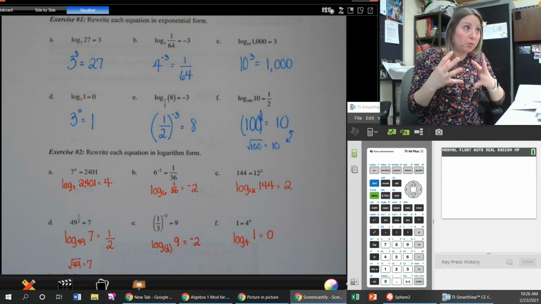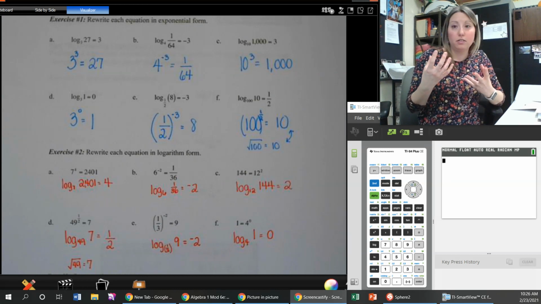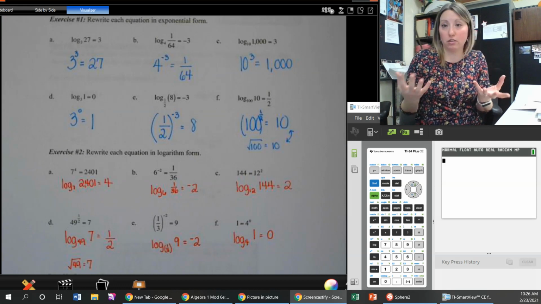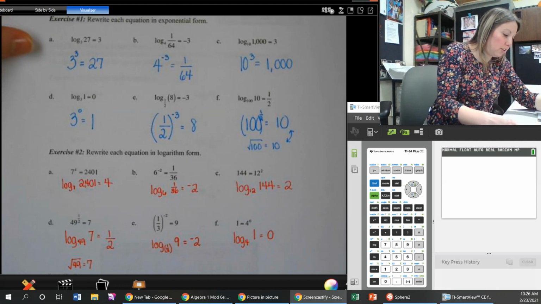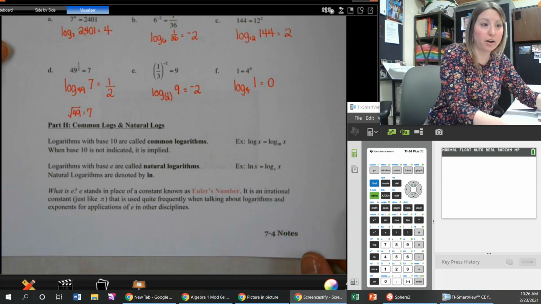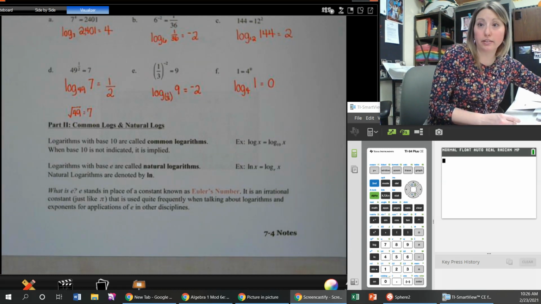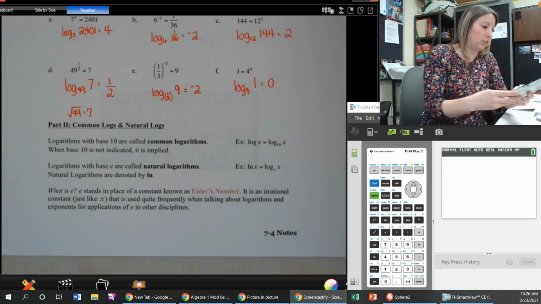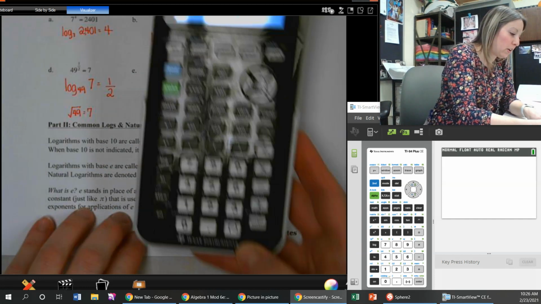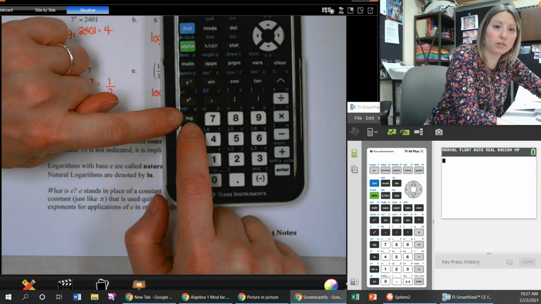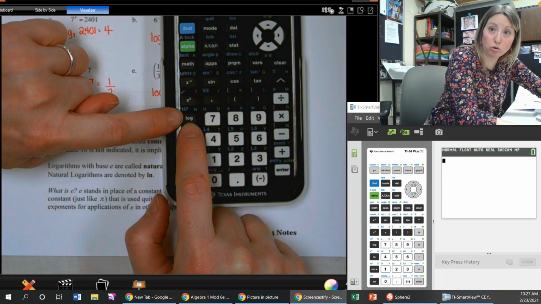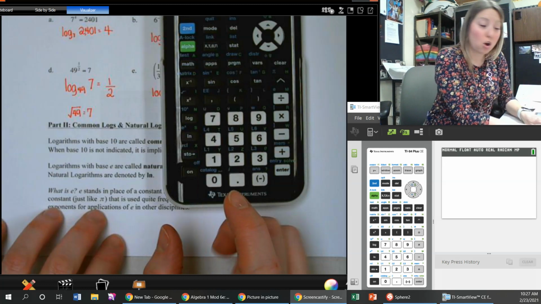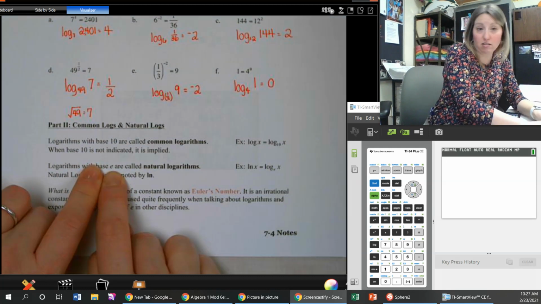There are 2 types of logs that are very common, intuitive, normal when we talk about logs as a general rule, okay? Those would be the common log and the natural log, all right? And both of these are the log buttons on your calculator that you see pretty regularly. This is log base 10. That's what's assumed. This is ln, or the natural log, which is log base e.